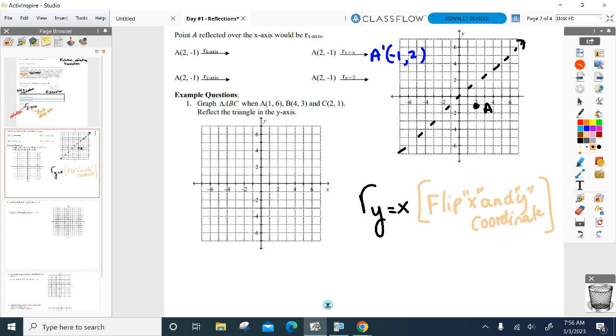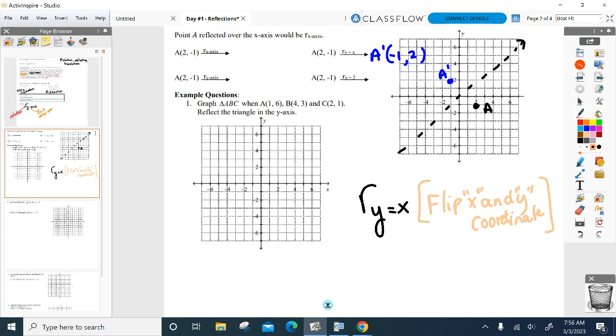And hey, watch. You don't have to graph it, but I'll graph it up here. -1, 2. Look at that. Definitely flipped over the line. Okay, so for y equals x, remember the rule, flip x and y. Questions?